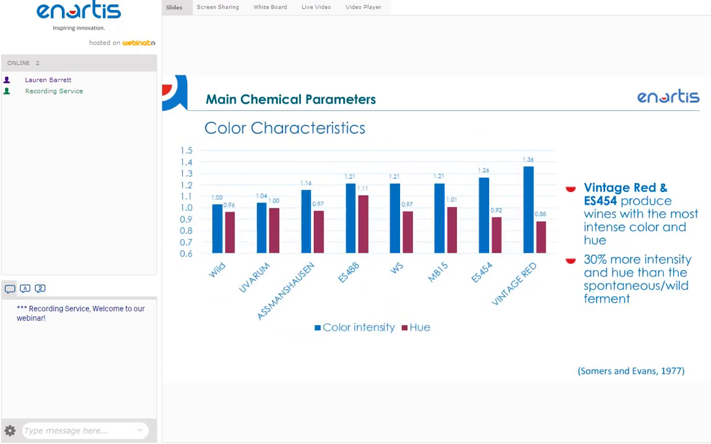Here we have some color characterization with the various yeast strains looking at color intensity and hue. So comparing the yeast strains, ES454 and Vintage Red produce wines with the most intense color and hue, with Vintage Red increasing intensity and hue by 30% more than the spontaneous and wild fermentation. This is an important consideration for those who are applying spontaneous fermentation and who are also wanting to increase color characteristics, as it might be useful to use some of these pure strain culture techniques, especially with Vintage Red and ES454.